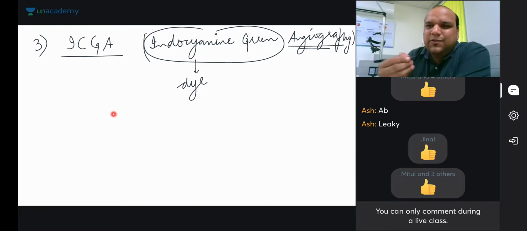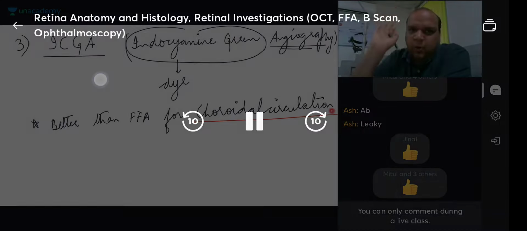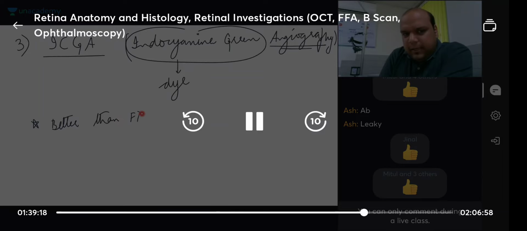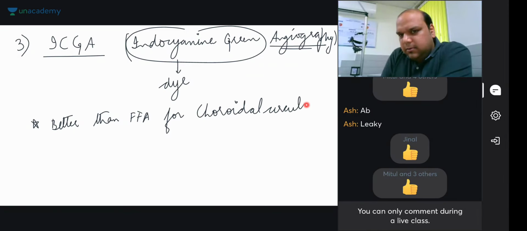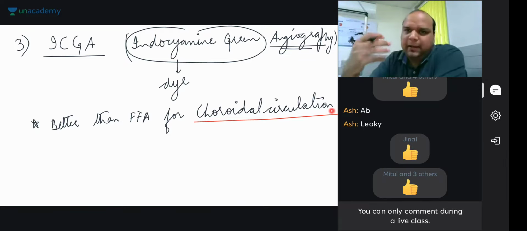Now, what is the use of Indo-Cyanin Green angiography when we already have FFA? So it is better than FFA for choroidal circulation visualization. Please remember, fundus means retina as well as choroid. Yes. So we also can see any choroidal pathology, but for choroidal pathology, the better angiography is Indo-Cyanin Green.